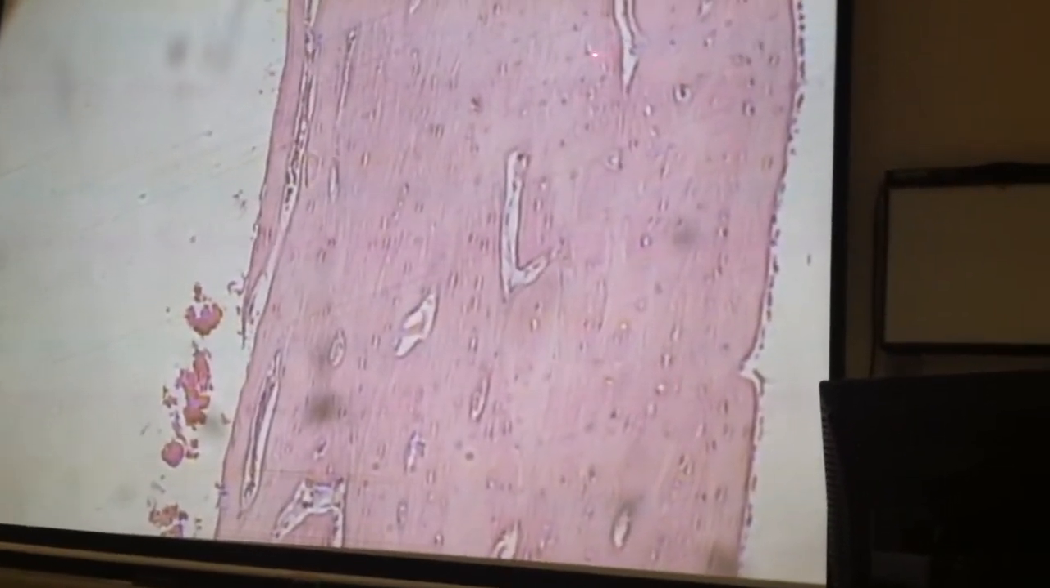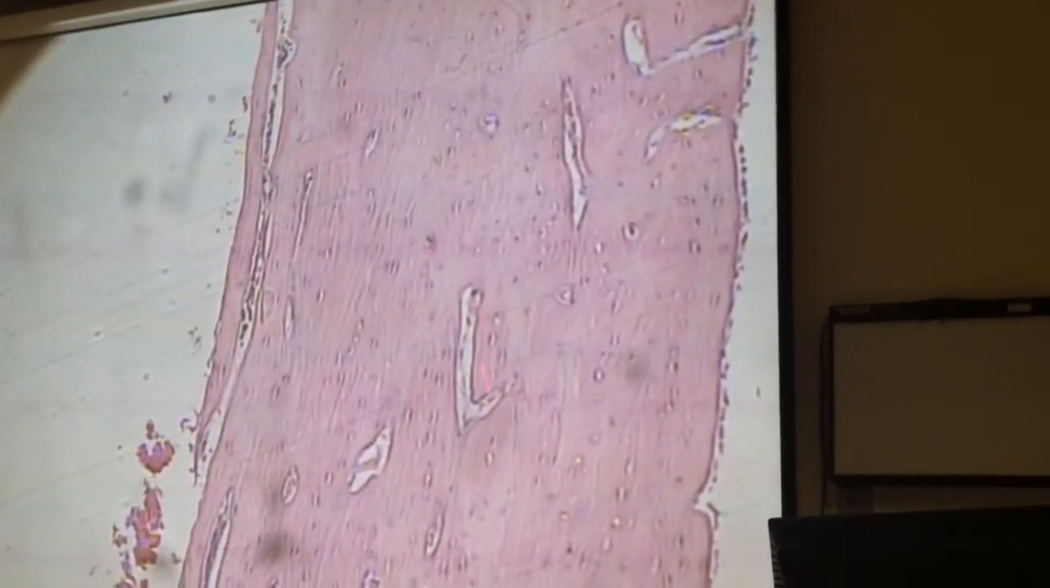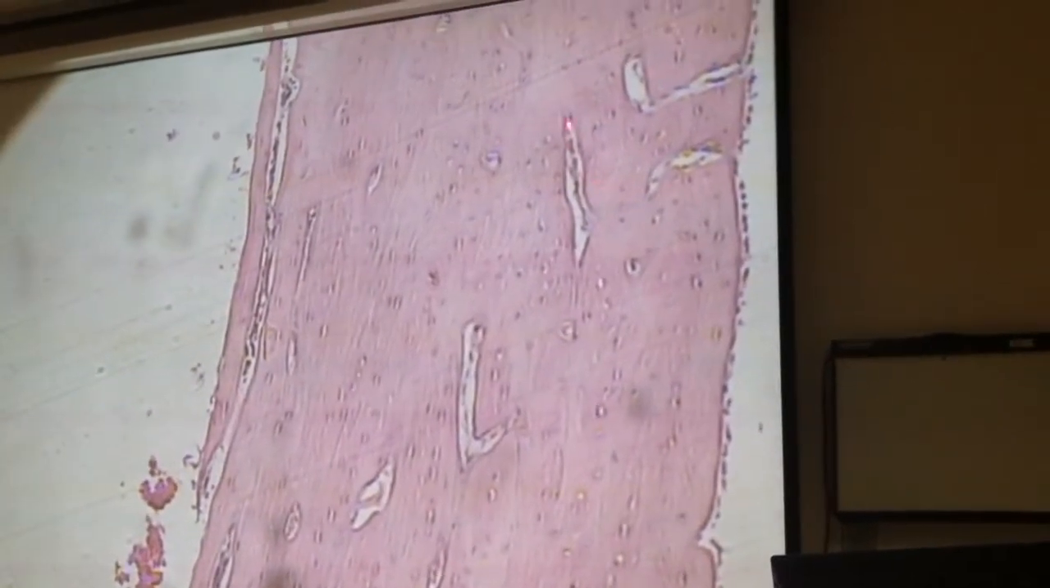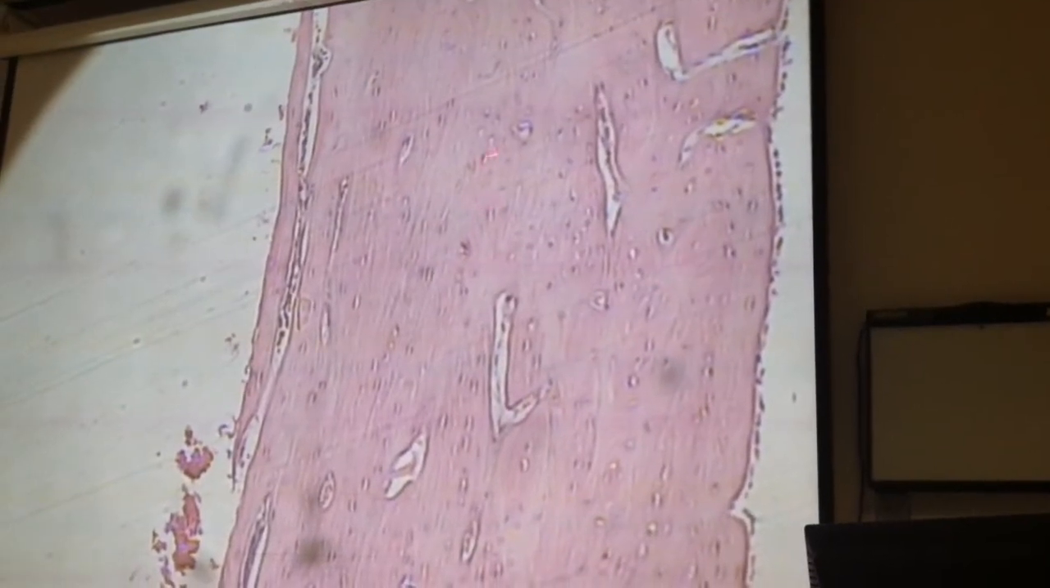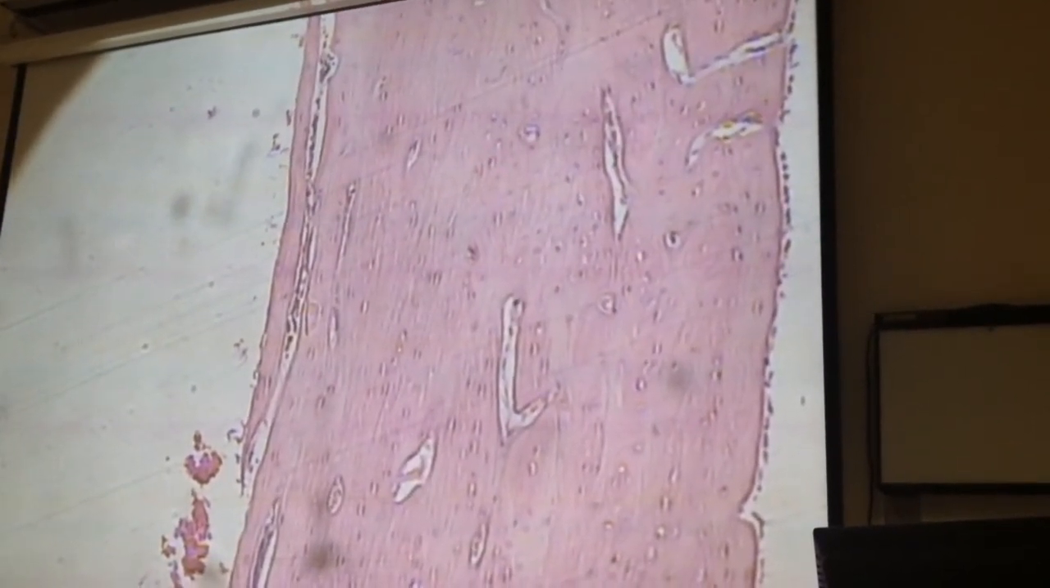Still not super clear. Okay, so the bigger spaces, those are portions of central canals or portions of perforating canals. That's what you're seeing when you see these bigger spaces. It's the smaller spaces here that have the lacuna and the osteocyte.